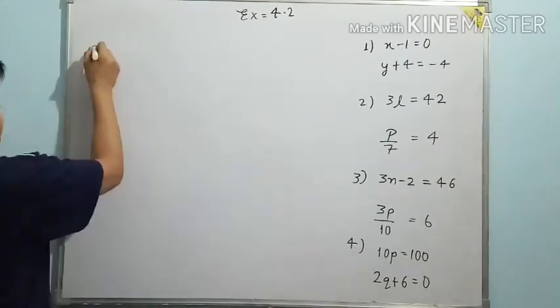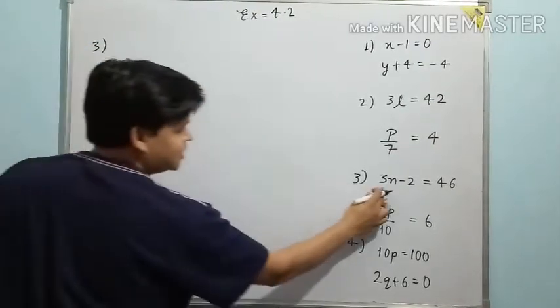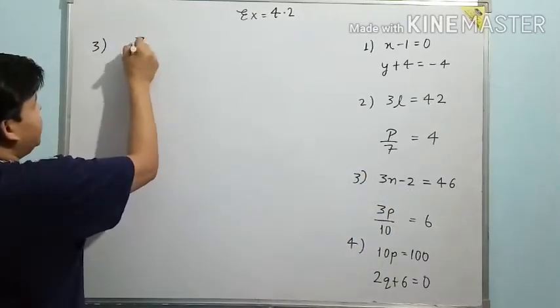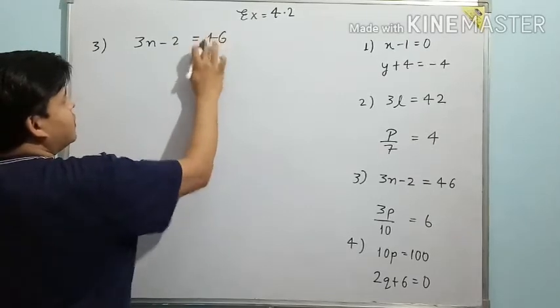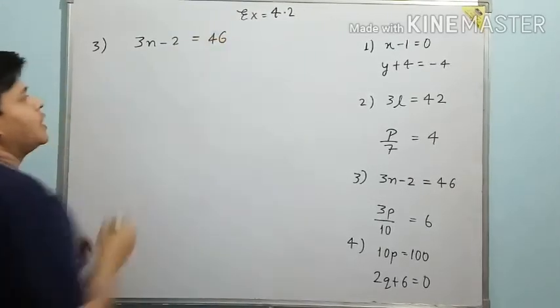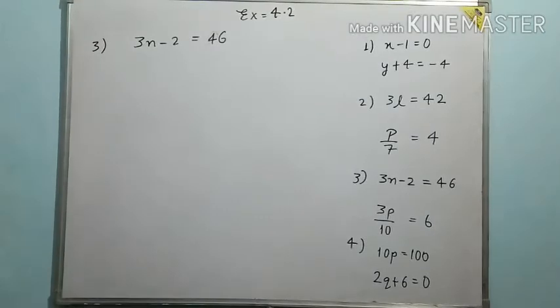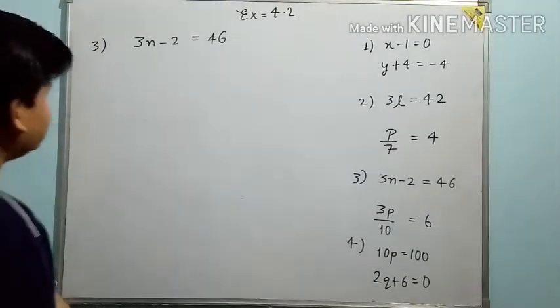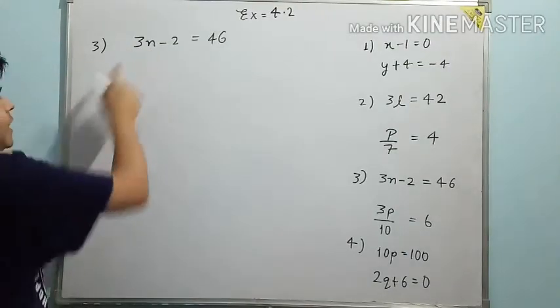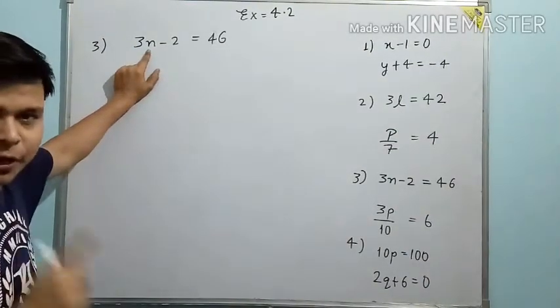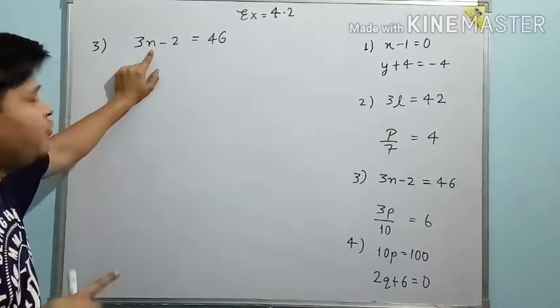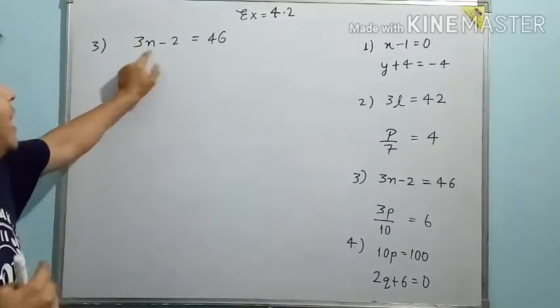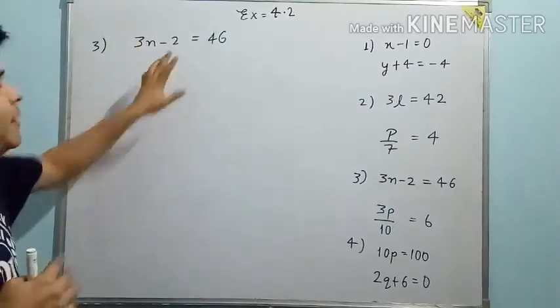Question number 3. Here first is 3n minus 2 is equal to 46. So what is given here? We can see that the variable here is n. With this variable n, we have two numbers, 3 and 2. So we will remove them one by one.